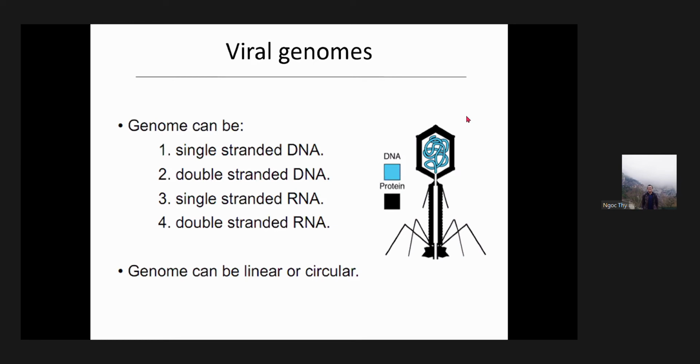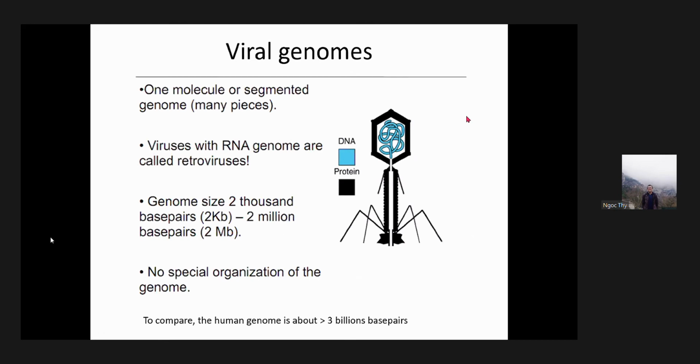But anyway, a virus is composed of a nucleus, which can be DNA or RNA, single strand or double strand, and an envelope of protein. Because of the simple structure, the size of the viral genome is relatively small. The size ranges from 2,000 base pairs to 2 million base pairs.